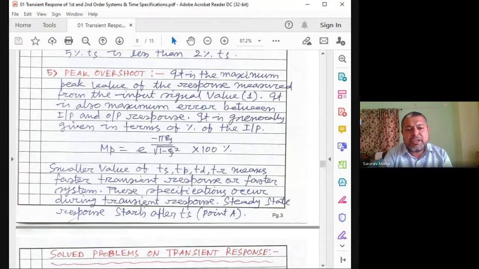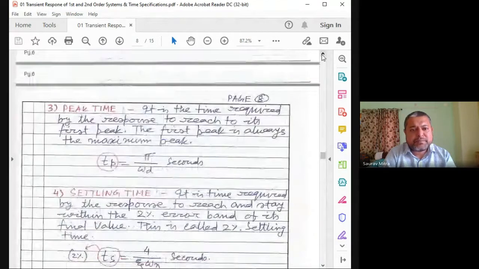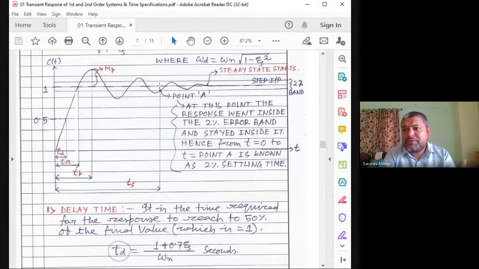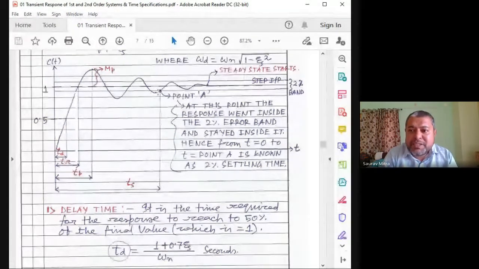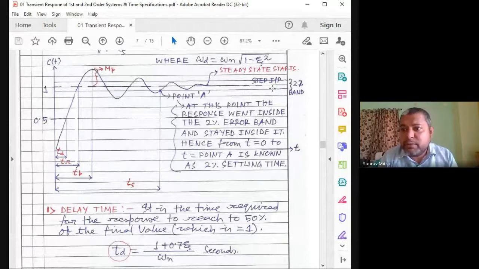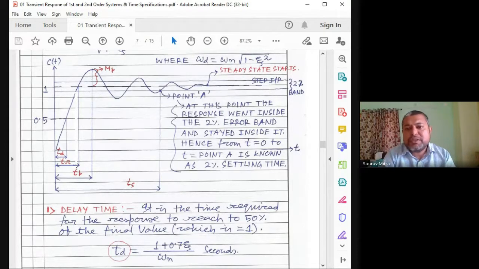These specifications occur during the transient response. The steady state response starts after TS, or after the point A. If you see this response again, it has mainly two parts. From 0 to TS, this part is called the transient, and after this settling time, let it be 2% or 5%, it depends on the designer. Let us say 2% settling time, which is a more settled waveform. So this is 0.98 and the waveform is entering the 2% band. After this the steady state starts, and complete steady state happens at 5 divided by zeta omega n. If you substitute 5 divided by zeta omega n, you find the output is almost reaching the input.